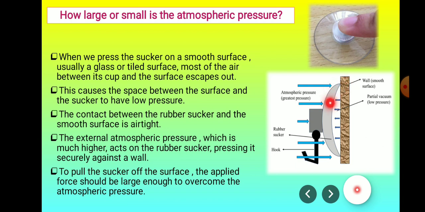Here, the rubber sucker and the wall are tightly connected. An airtight connection is there, and inside the rubber sucker the air pressure is very low. The external atmospheric pressure, which is much higher, acts on the rubber sucker, pressing it securely against a wall. So, to pull a sucker off the surface, the applied force should be large enough to overcome the atmospheric pressure.